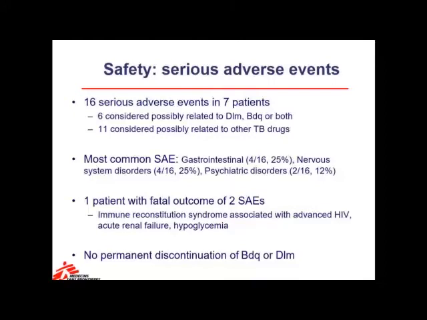The majority of serious adverse events resolved, although 1 was not resolved, a peripheral neuropathy. One was resolved with sequelae, that was a psychiatric disorder, and one patient had a fatal outcome. It was a patient with 2 SAE events reported, an HIV patient who suffered from immune reconstitution syndrome. There was no temporary discontinuation of bedaquiline or delamanid.